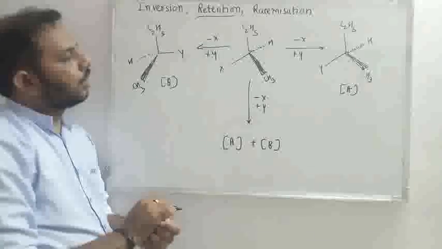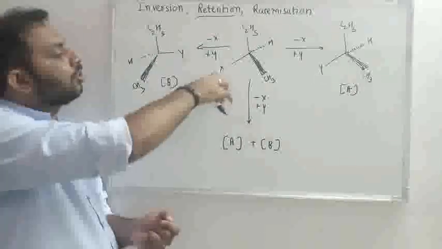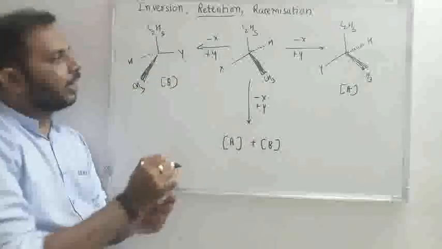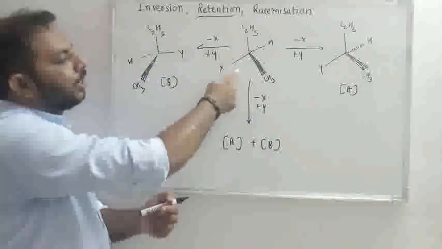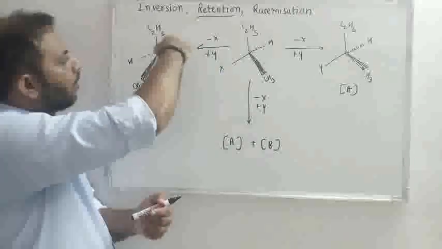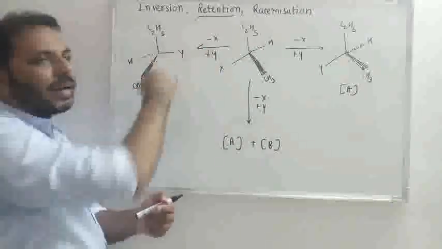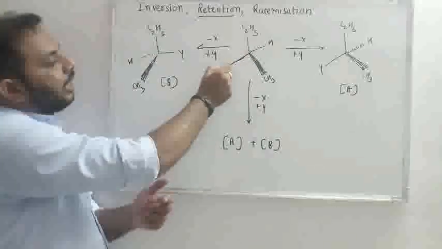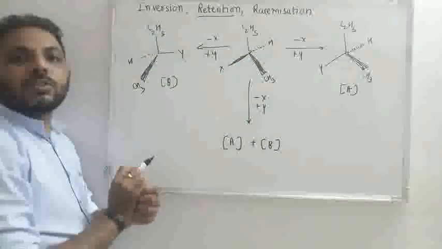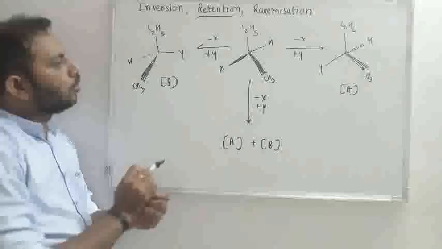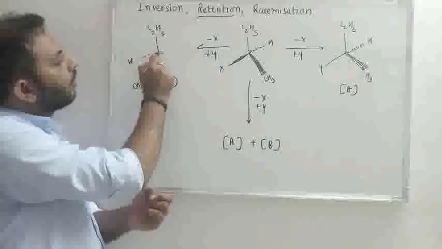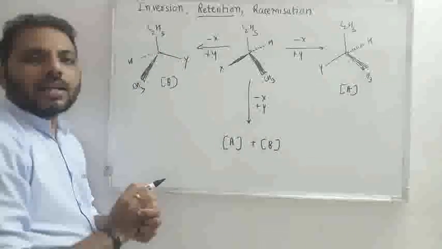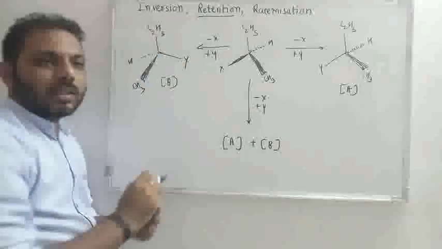But the problem is the position of x is getting changed, and it is opposite to the y, right? x used to be in this position, but y is opposite to that position. We can say that it is opposite to the position of x. So we can say that it is inversion.